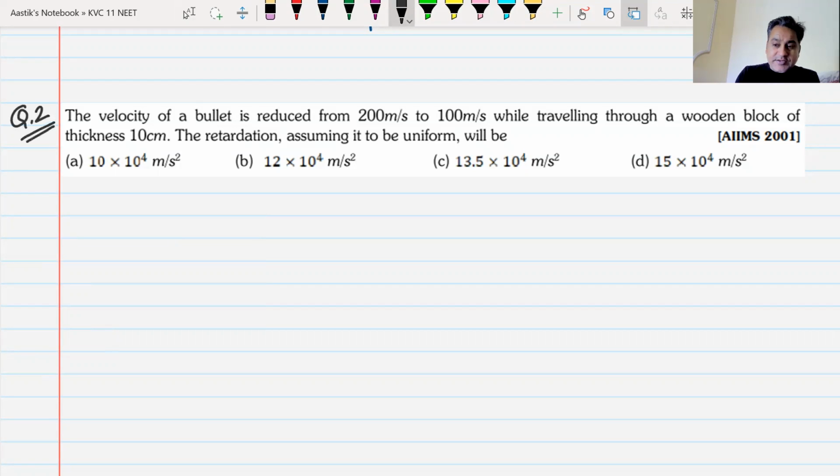Remember, you only have 3 equations. If you solve any question by the 3 equations, you should get the answer. The only question is, can you get it in the least possible time? The velocity of a bullet is reduced from 200 meter per second to 100 meter per second while traveling through a wooden block of thickness 10 centimeters. The retardation, assuming it to be uniform, will be how much? Your time starts now. I'll give you 2 minutes, and I'm hopeful that all of you will give me the correct answer. 2 minutes is what you have.